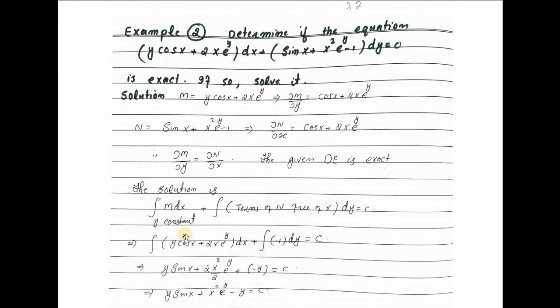Now the integral of this term: the integral of cos with respect to x is sin x. Here the integral of x with respect to x is x square over 2. The integral of minus 1 dy is equal to minus y, is equal to c. Simplifying, this is the general solution.